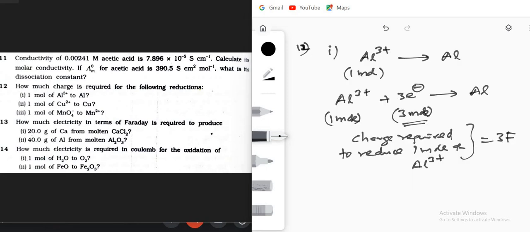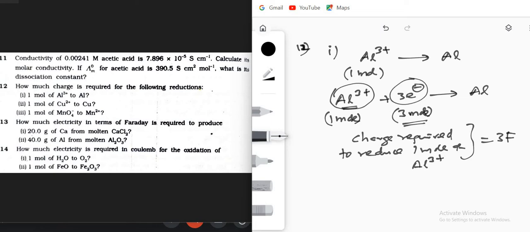Is this clear? Yes, sir. See, for this question, what is given? They are asking how much charge is required to convert 1 mole of aluminum 3 plus to aluminum. Aluminum 3 plus gains 3 electrons and is reduced to aluminum. According to this equation, 1 mole of aluminum ion requires 3 moles of electron for complete reduction. 1 mole of electron carries 1 Faraday charge, so 3 moles of electron means 3 Faraday of charge.